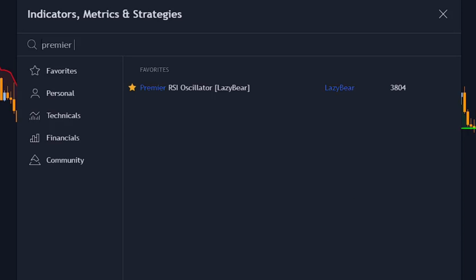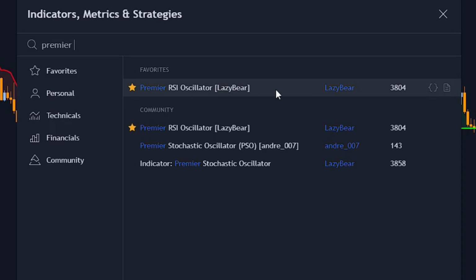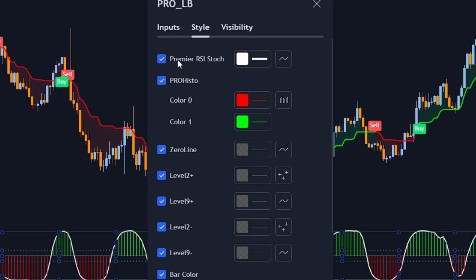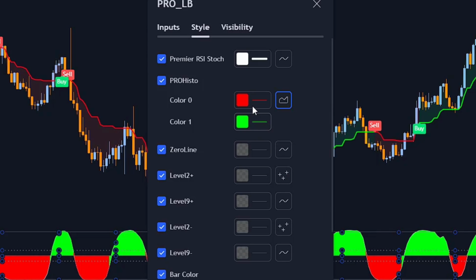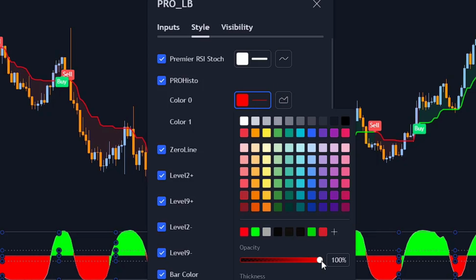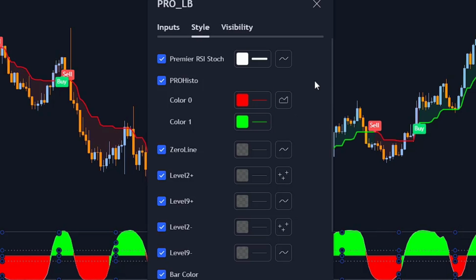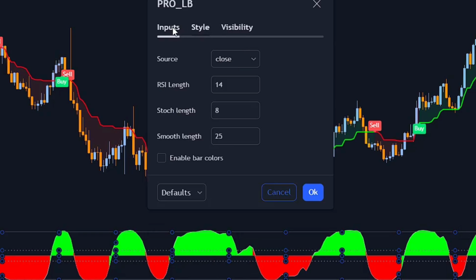We're also going to add another indicator to our toolkit, the Premier RSI oscillator. Now let's adjust some settings here too. Click on the gear icon, head to the Style tab to make it easier on the eyes. Then move to the Input tab and tweak the RSI and stochastic lengths to make it more or less sensitive to market movements.